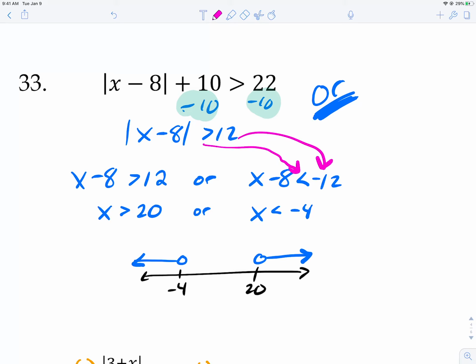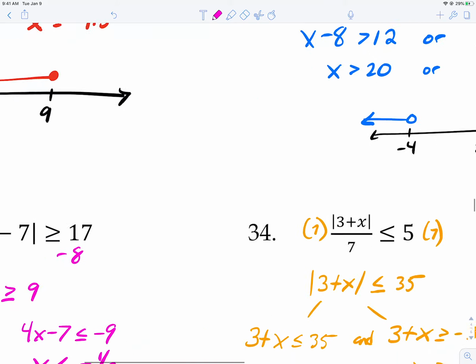Solving those two, you get x is greater than 20 or x is less than negative 4. Since it's an OR, they do not have to be going in the same direction. They usually are going in the opposite directions because it only has to be true for one or the other. So this one is an open dot at 20 going to the right and open dot at negative 4 going to the left.